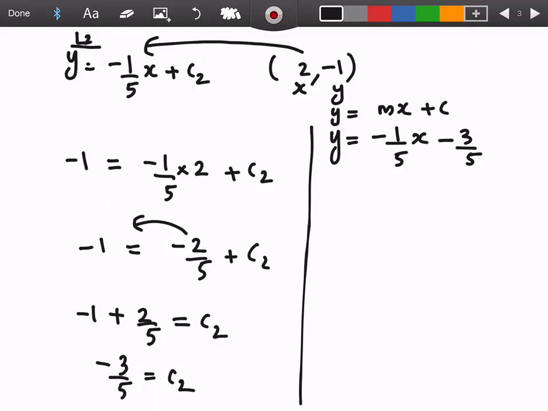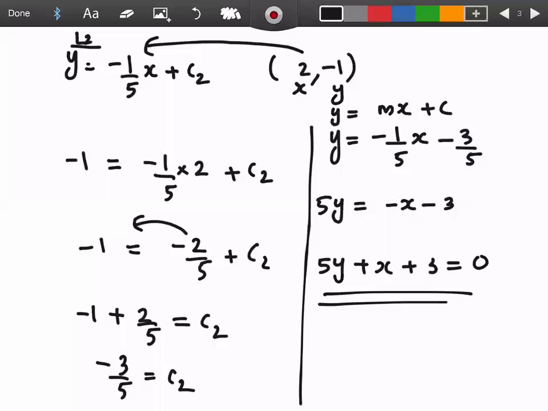If you multiply this equation completely by 5, it becomes 5y = -x - 3, or we can say 5y + x + 3 = 0. Does it make sense? That's the answer for this question. Now we can check this answer.